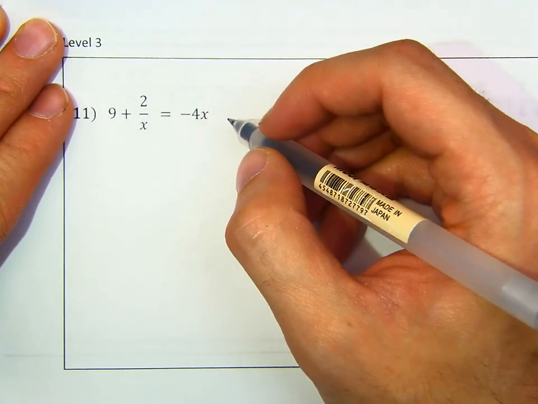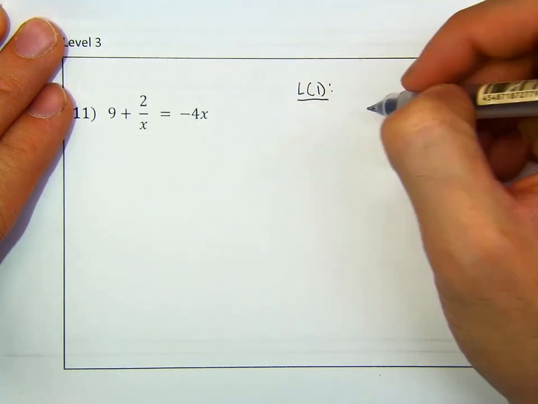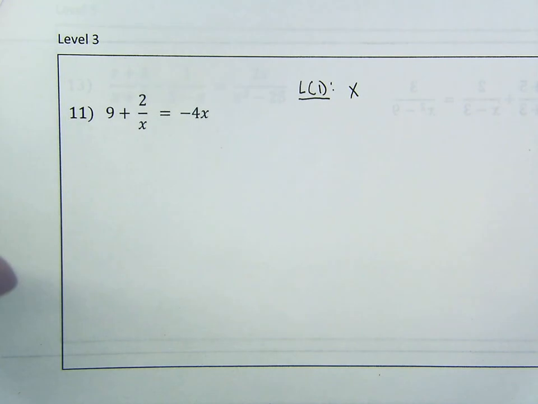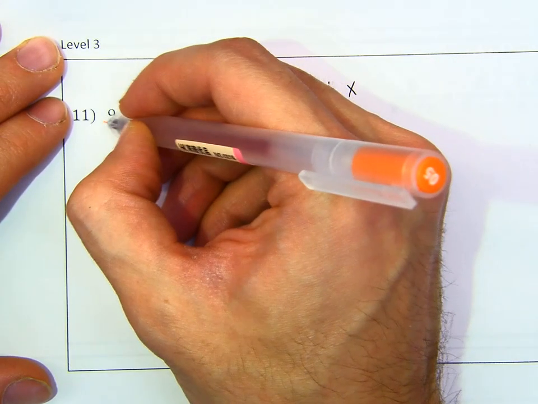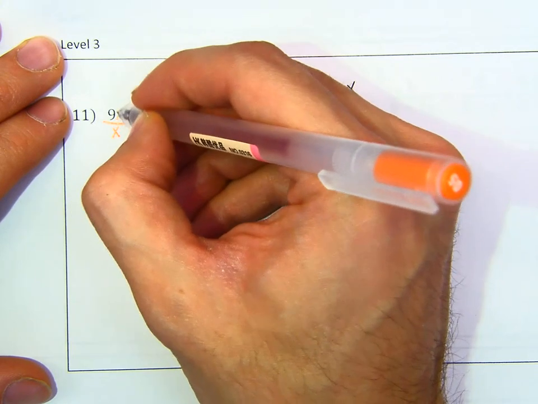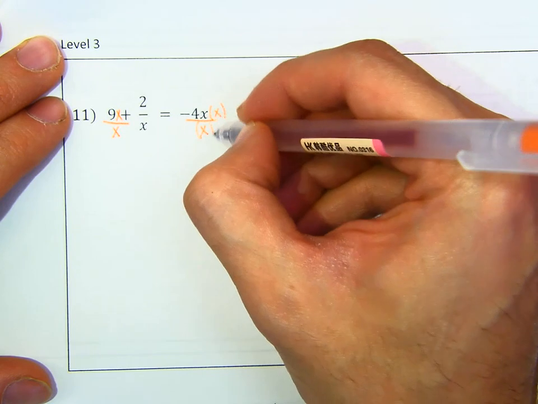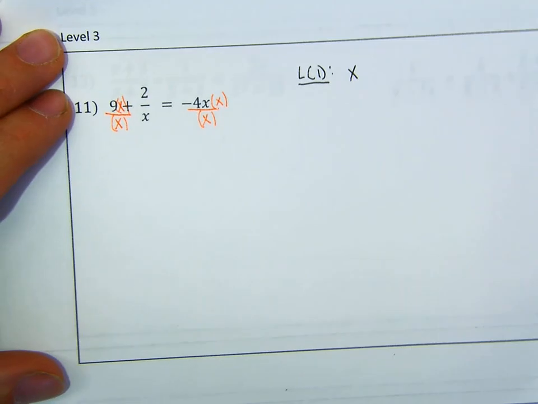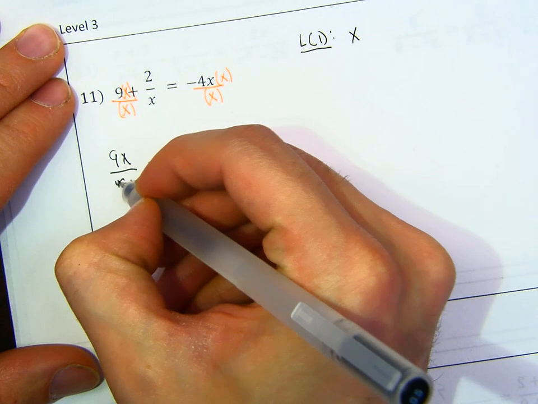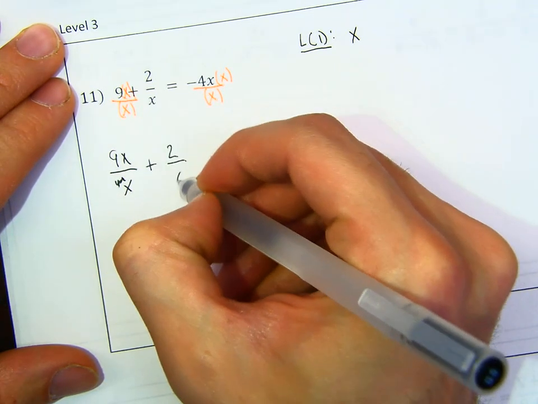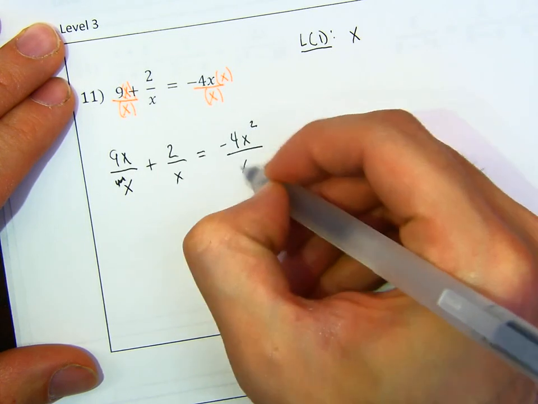So the idea is, for this question, what is the least common denominator? The least common denominator is x. So what we're going to do is, sharing is caring. We're going to multiply the top and bottom by x over here, and the top and bottom by x over here. Okay? So now we have 9x over x plus 2 over x equals -4x squared over x.